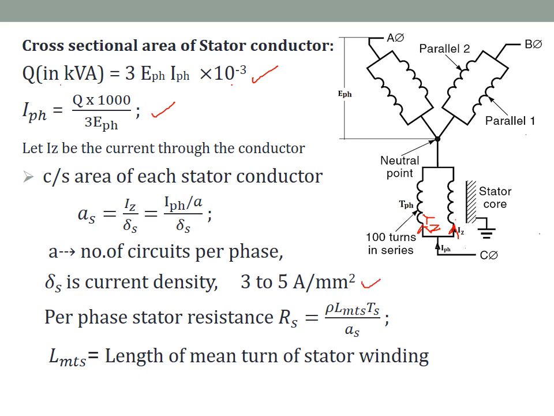Once you find out delta S and the cross-sectional area, you can find out the per phase stator resistance RS. Stator resistance per phase is equal to rho LMTS TS by AS. This rho is the resistivity. LMTS is the length of mean turn of stator winding. TS is the turns per phase. And AS is the cross-sectional area. Once we find out RS, we can find out the copper loss of the stator also, that is 3 into I square RS.